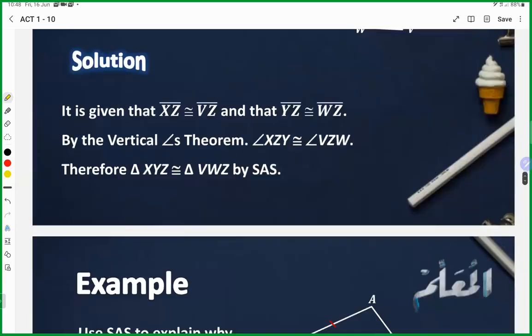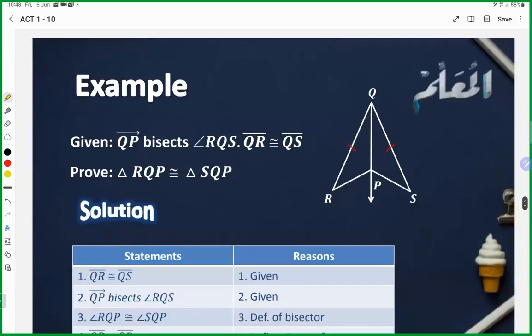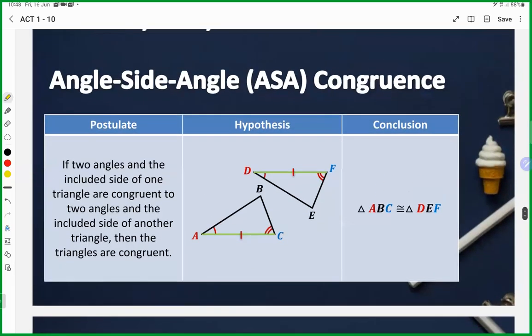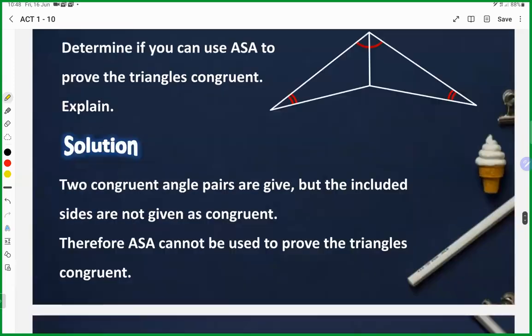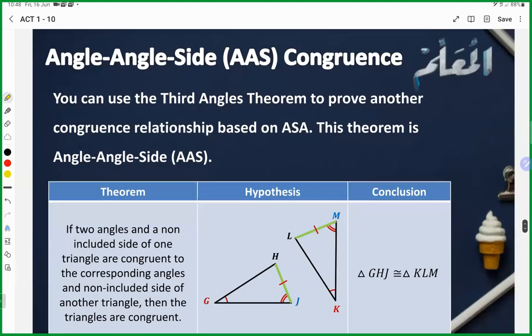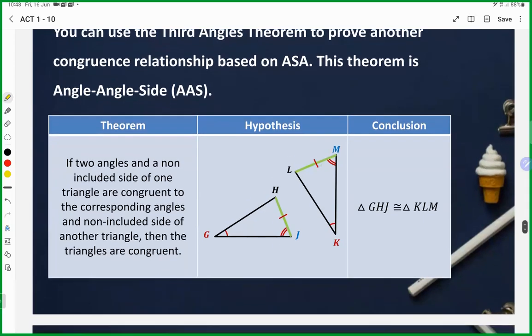The third one is angle side angle: 2 angles equal to each other, and the side between the angles equals the side between the angles there. Okay. We have here angle angle side: 2 angles equal to 2 angles, and the side is beyond them, not between them. So in this case, yes, they are congruent.